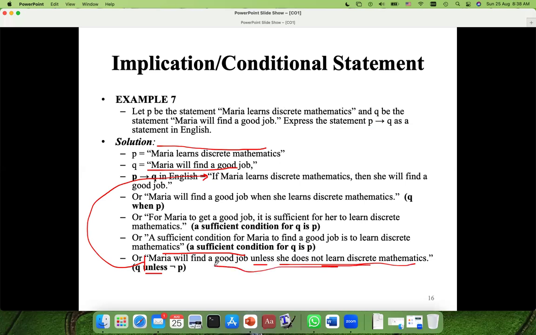If Maria wants a job, I am using simple words. I'm not making the sentence lengthy. If Maria wants a job, what is the meaning of this sentence? Maria will find a job unless she does not learn mathematics. So what is the meaning of this sentence? The meaning is, if Maria wants a job, she must learn discrete mathematics. This is the meaning.